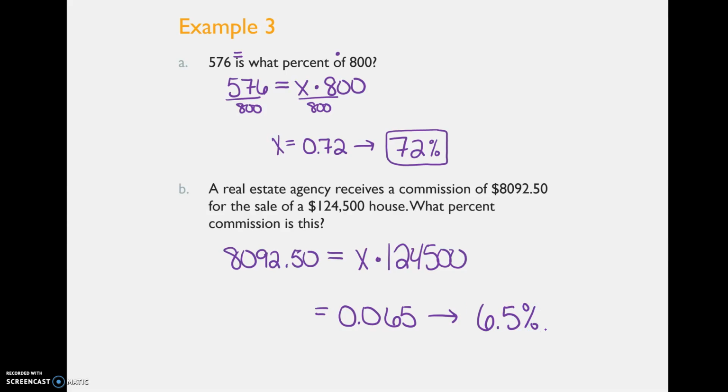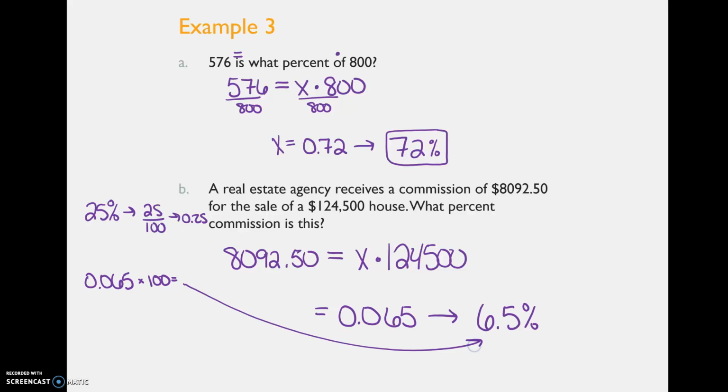Okay, if we have something like 25%, that means 25 divided by 100 to get 0.25. If you're starting from the other end with 0.065, multiply that times 100, and that will give you 6.5%. So if you're going from decimal to percent, multiply by 100. Or take your decimal point and move it 2 places, 6.5%.